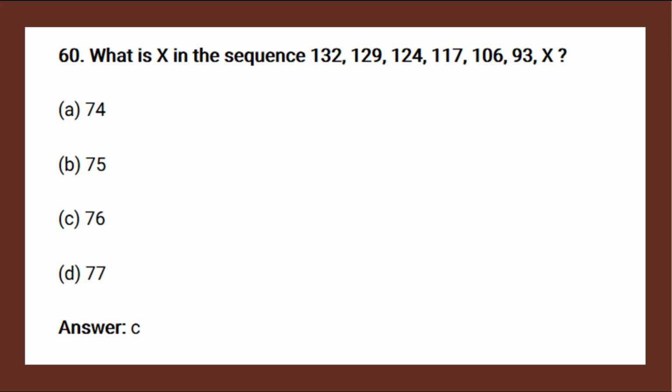Next question, question 60. What is x in the sequence? 132, 129, 124, 117, 106, 93, x. What is x in this sequence? Option A 74, B 75, C 76, D 77. And the answer is option C, 76.